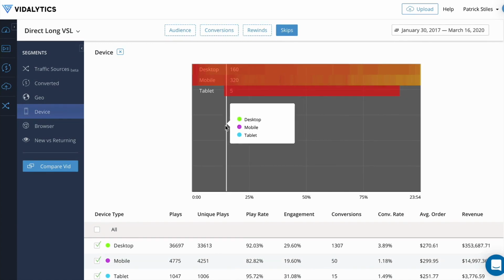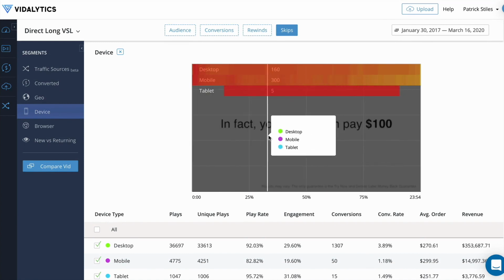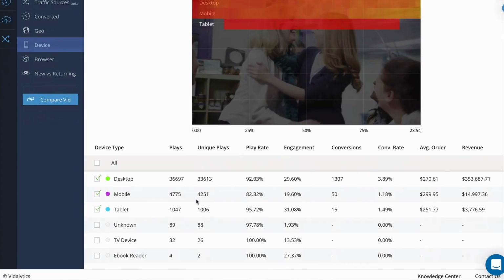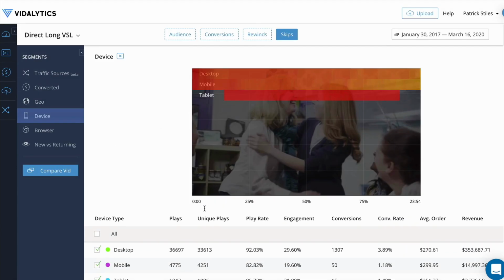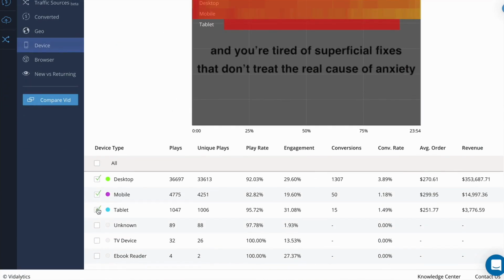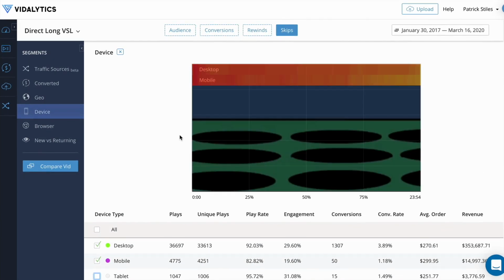So right here, we can see that tablets has some heavy skipping right in the middle of the video, but otherwise it doesn't have really any at the beginning or at the end. And if we look at tablets, it only had 1,000 unique plays on the entire video, so it's not a ton. The desktop and mobile look pretty equal, but there's something I want to point out. You can turn on and turn off any of these segments so that you can just look at the ones that you want to pay attention to. Which is really nice, because you'll see how you can pile on the information here, and your graph begins to look like a mess of spaghetti that makes no sense.